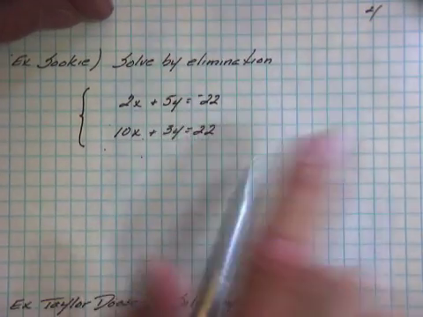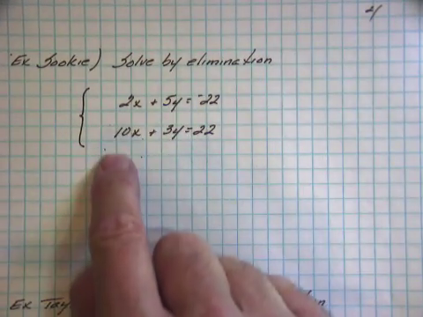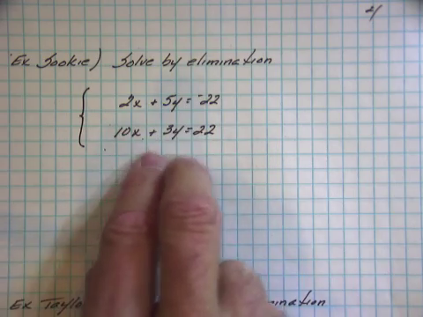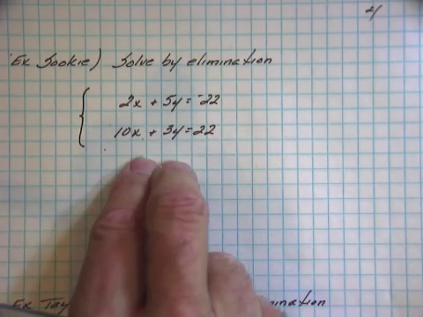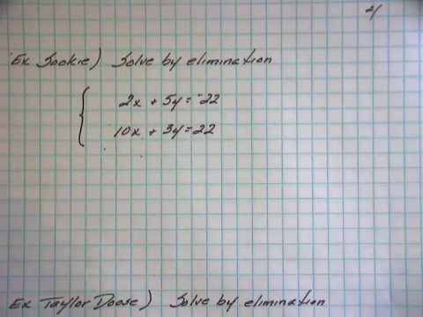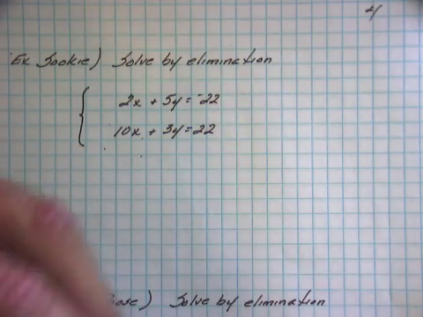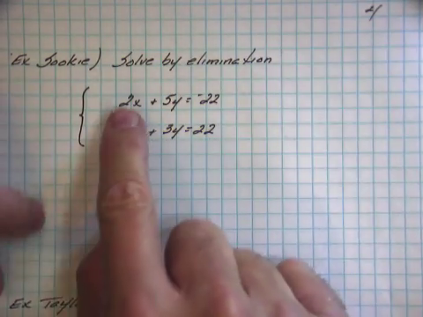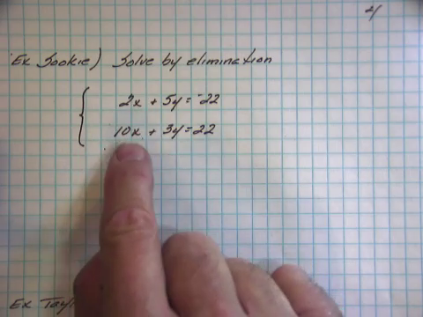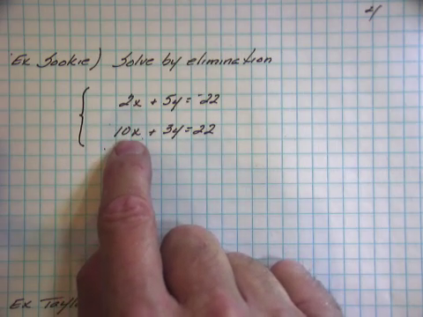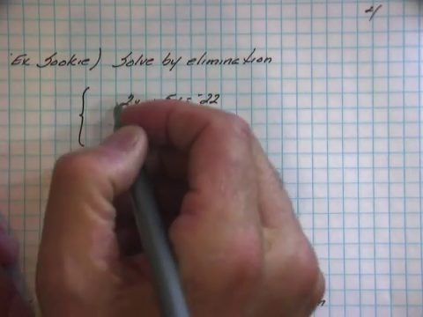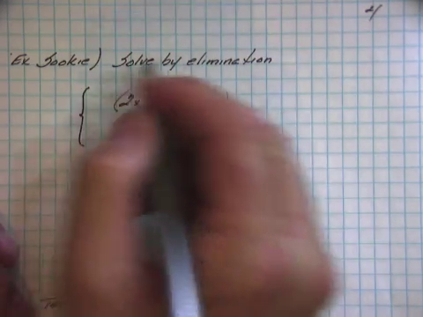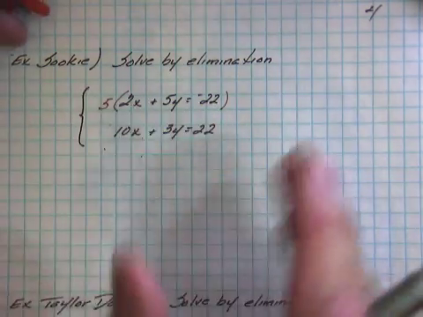Now this one, and this is example Suki, is solved by elimination. You'll notice everything lines up, but if I add, nothing gets eliminated. If I subtract, nothing gets eliminated. But what I can do is manipulate the equations by multiplying them. See, if I multiply 2 by 5, it also becomes a 10.